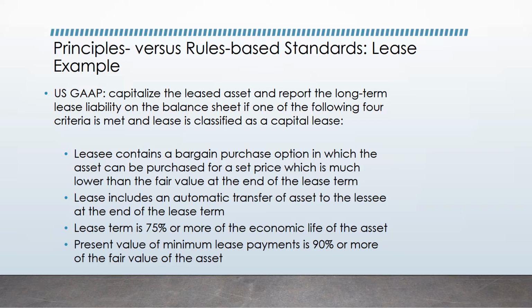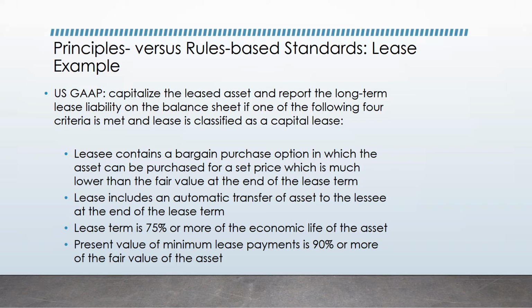So in the U.S. rule, the rule is capitalize the leased asset and report the long-term lease liability on the balance sheet if one of the following four criteria is met. One of those is bargain purchase option, another is automatic transfer of the asset, and then these two last ones are the ones we want to focus on. The lease term is 75% or more of the economic life of the asset, and the present value of the minimum lease payments is 90% or more of the fair value of the asset.